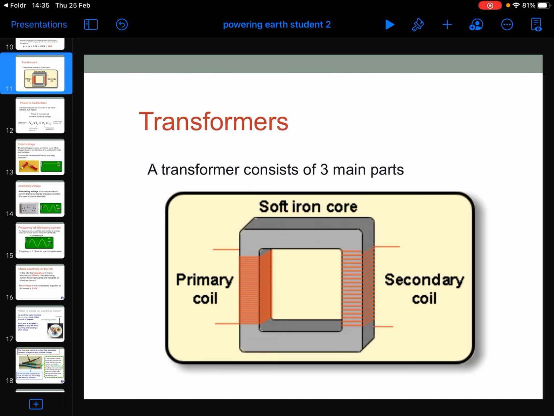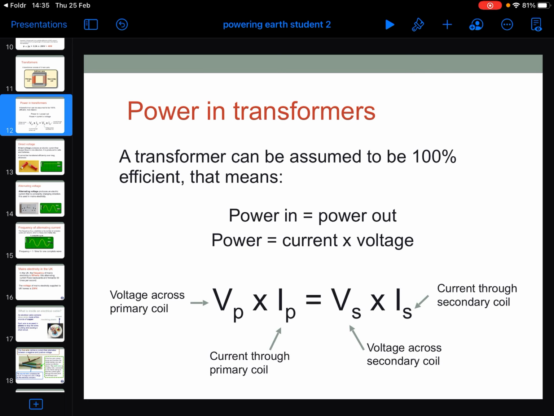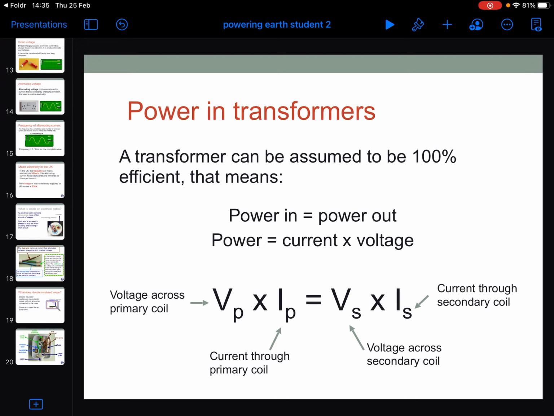Now, if we assume that the power that is inputted is equal to the power that is outputted by the secondary coil, then we can use the equation we just looked at to say power in equals power out. Therefore, the voltage across the primary coil times the current through the primary coil equals the voltage across the secondary coil times the current through the secondary coil.